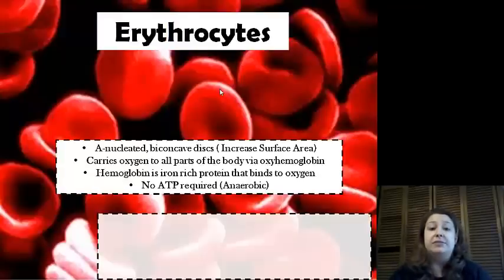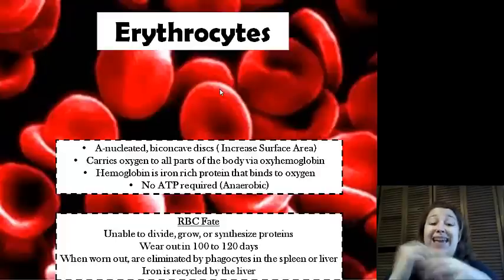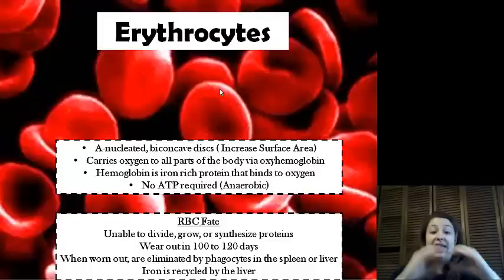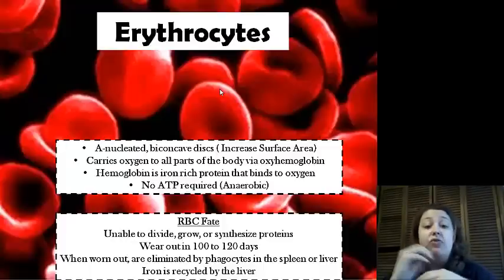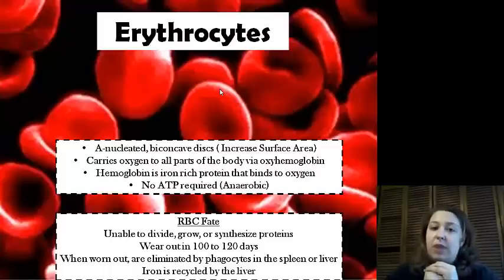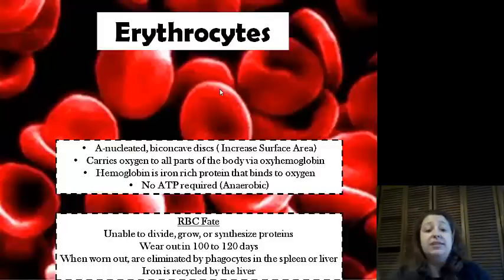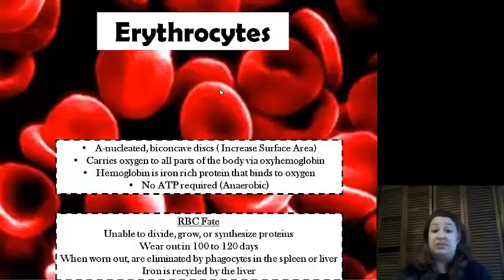Our red blood cells are actually known as anucleated, which means they do not have a nucleus. They have a biconcave disc shape, which increases their surface area to carry more oxygen. They carry oxygen to all parts of the body. And hemoglobin is an iron-rich protein that binds to the oxygen, and no ATP is required for this. Red blood cells are unable to grow, reproduce, or produce proteins because there's no nucleus. So they wear out within about 100 to 120 days.